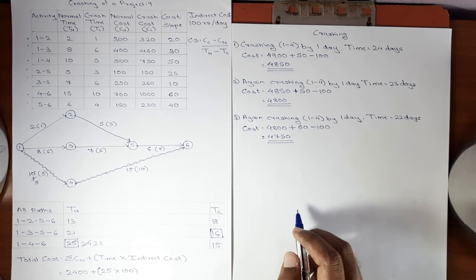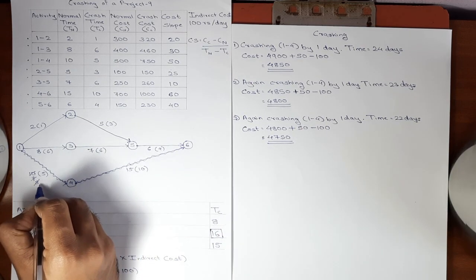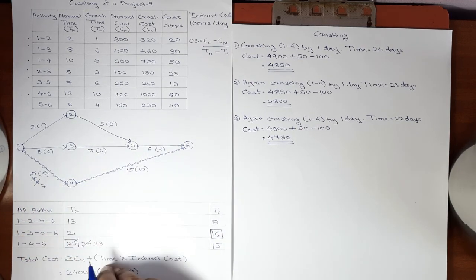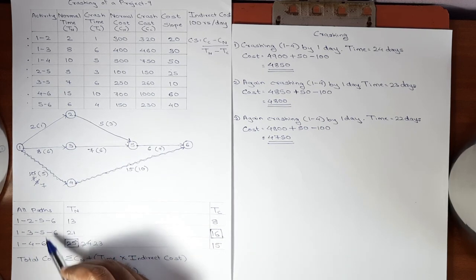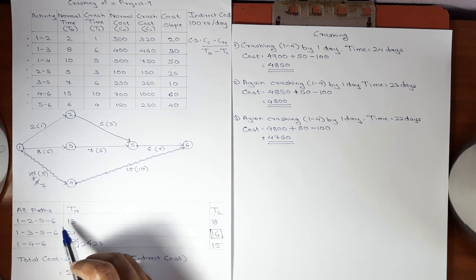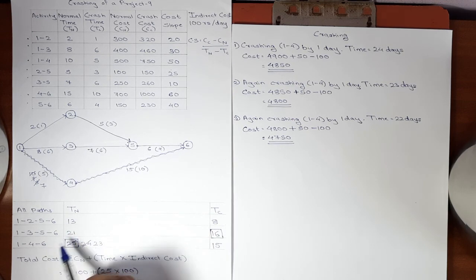Activity 1, 4 was crashed. We'll update it in the network diagram. 8 will become 7. Okay, activity 1, 4 comes in which paths? In the first path it does not come. In the second path also it does not come. It comes in the third path. So here 23 will become 22.